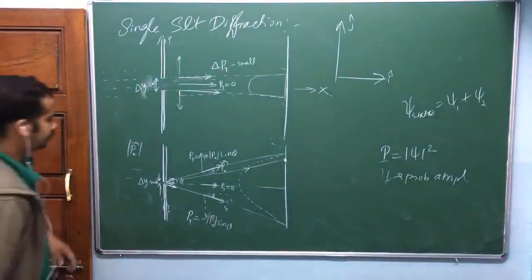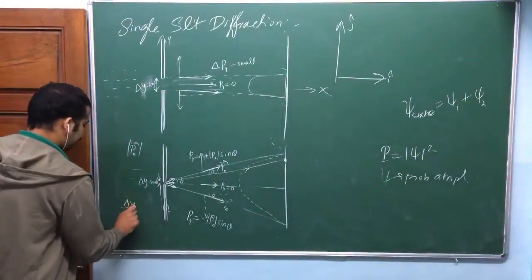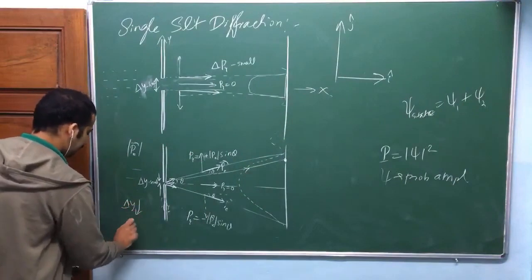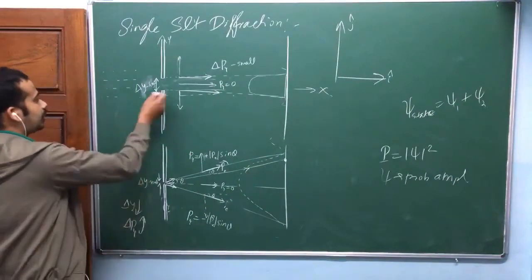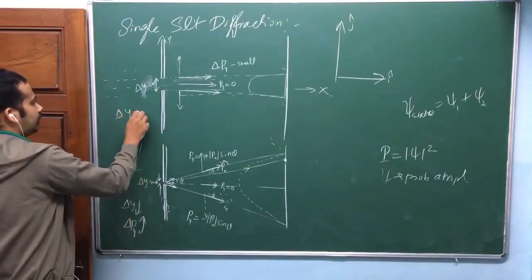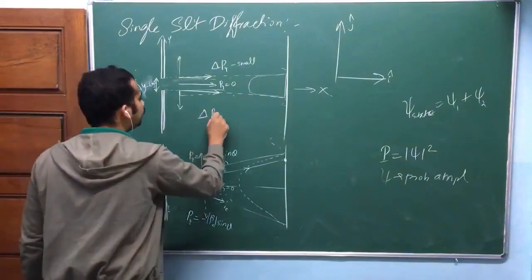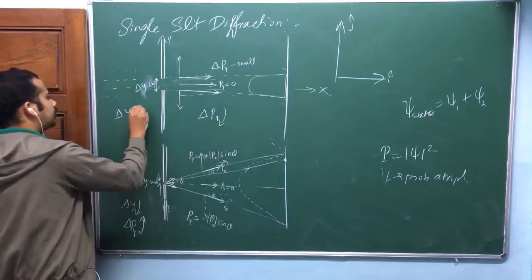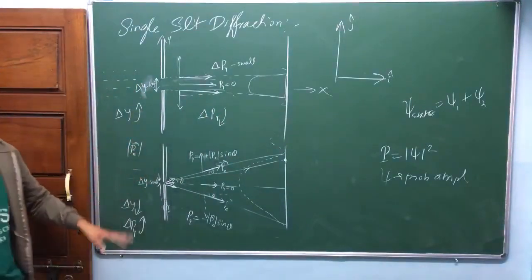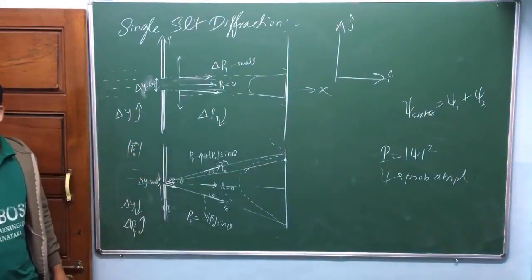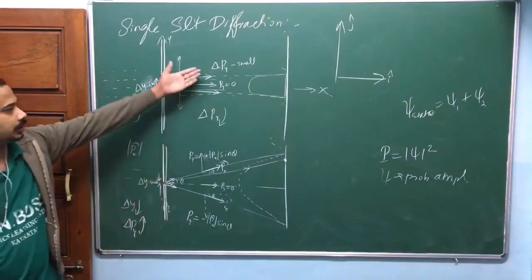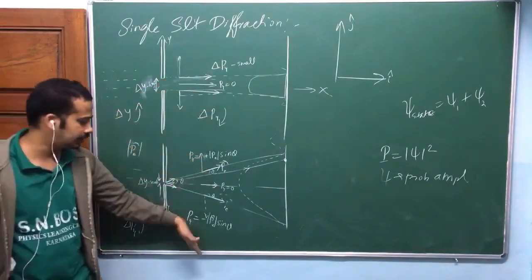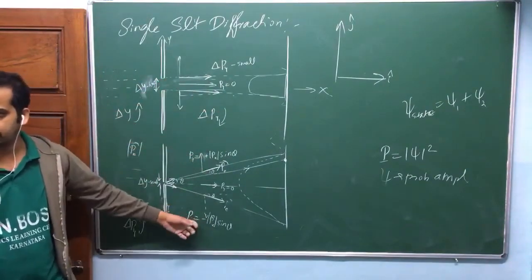Now look at here. If you try to make delta y small, delta py will be big. If you want to make delta py small, you have to make this one big. You don't have any control over it, isn't it? In this case, delta py is small, isn't it? In this case, delta py is high, isn't it?